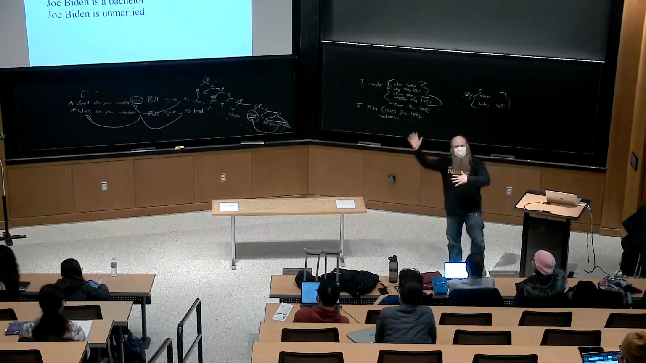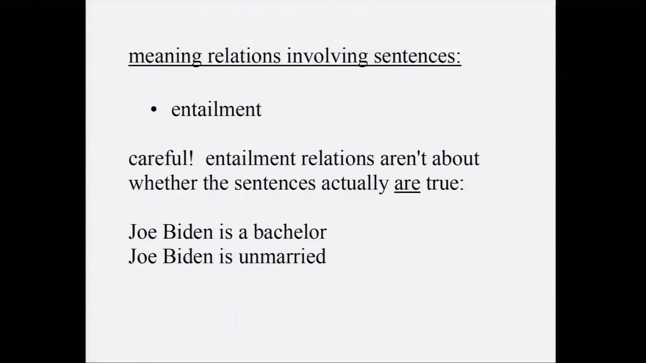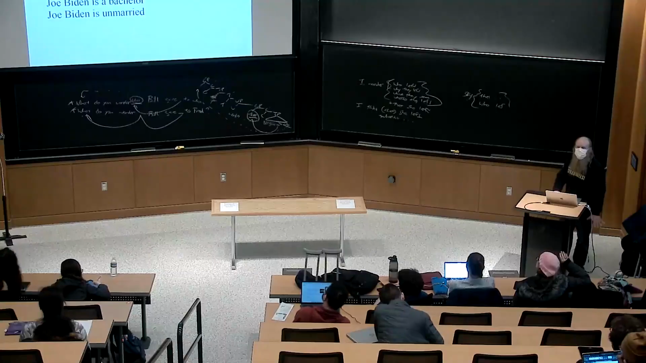Okay, so entailment relations are not necessarily symmetrical. It's possible for A to entail B and for B to not entail A. And entailment relations are about what life would be like if the first sentence were true. It's not about whether it is true.